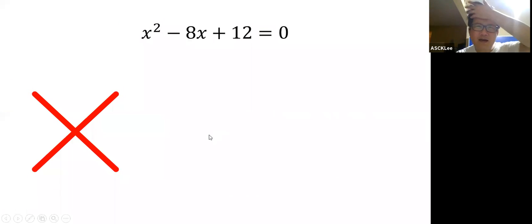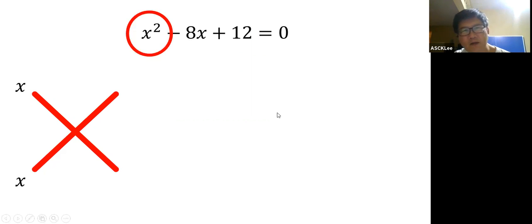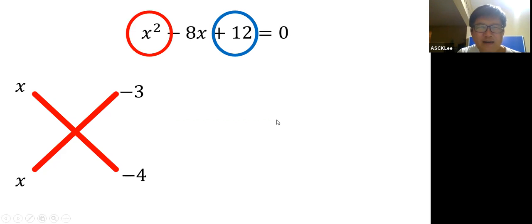Now let's look at this one again. The middle number is minus, which means you have to have two negative numbers that when you multiply them, you get positive 12. So here, again, start with x squared, which is x times x. And for the 12, let's try minus 3 and minus 4. Minus 3 times minus 4 equals positive 12, all right?